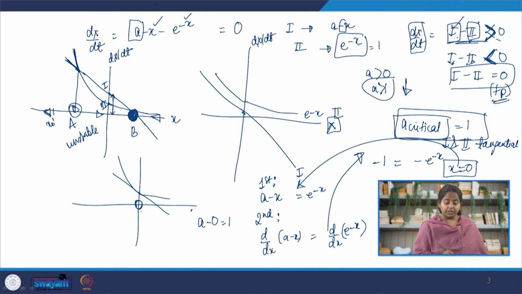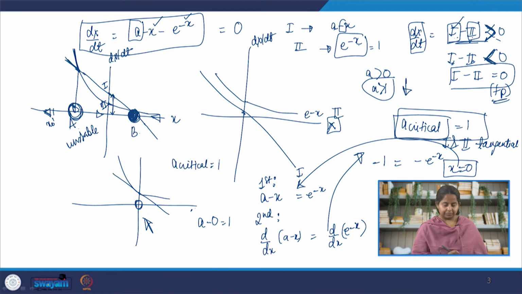So we still do not know how this equation looks if we are trying to plot dx by dt versus x, but we do know how fixed points behave. First there were two fixed points, the smaller one was unstable, the positive one was stable, and then when we reduced a sufficiently, there came a time when the two fixed points met each other. And that happened at a critical of 1.